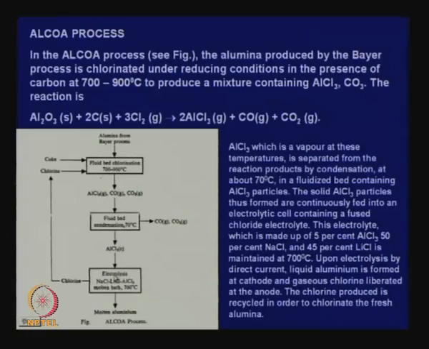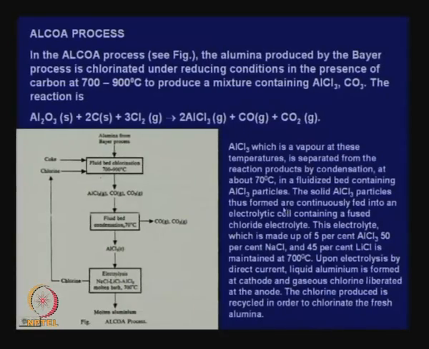That aluminum trichloride goes for electrolysis in a molten bath comprising sodium chloride, potassium chloride, and aluminum chloride is the solute. So, basically it is a sodium chloride lithium chloride bath. Here electrolysis can occur at a lower temperature of 700 degrees only. Aluminum will no longer be liquid, I guess, but then the entire process would be at a lower temperature.